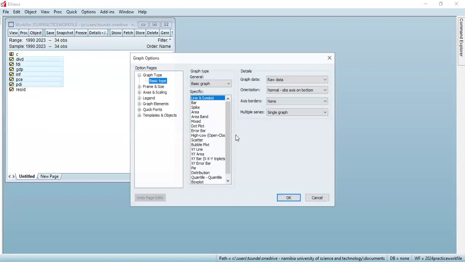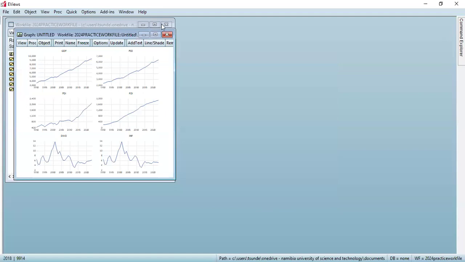Then it gives you some options here. You go to the last option under details. We want multiple graphs. We want each variable to appear in its own graph. So multiple graphs, then click OK. And I'm sure this is the diagram that we came up with.